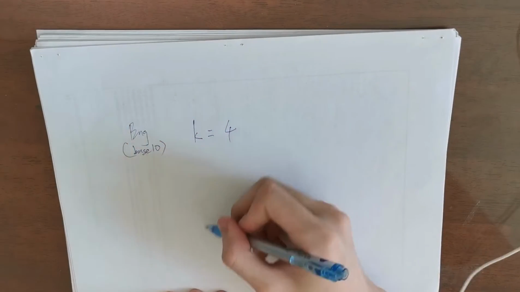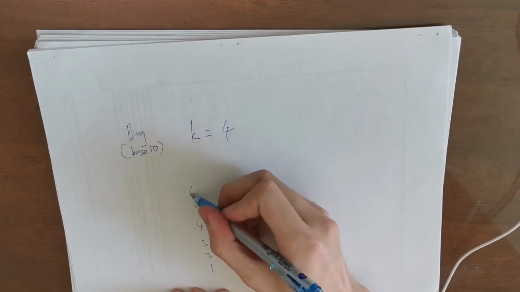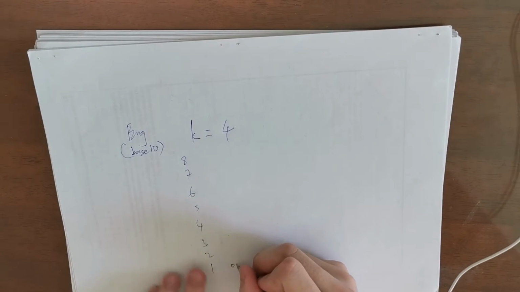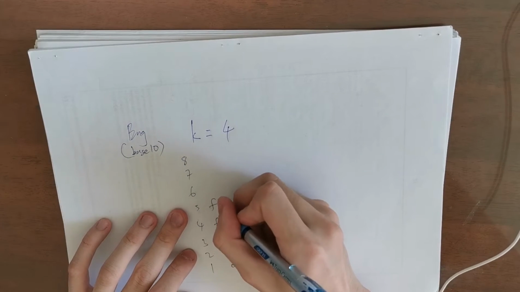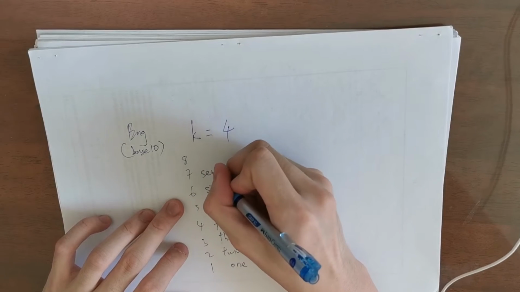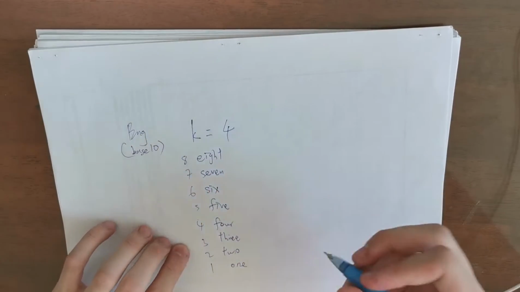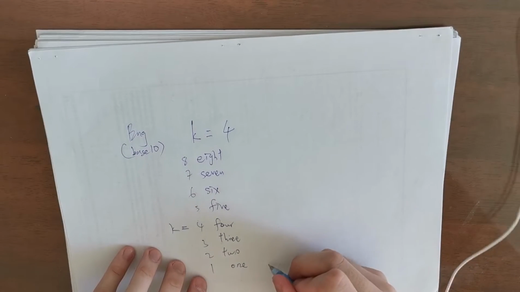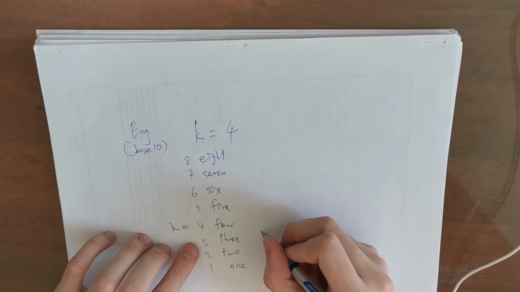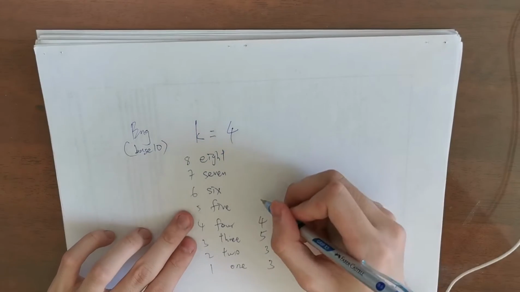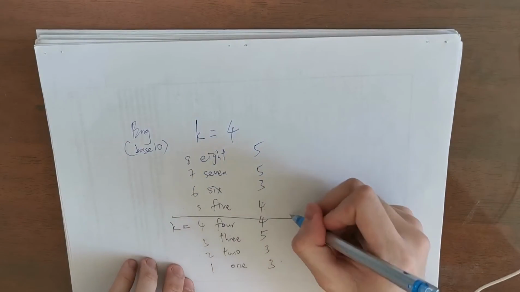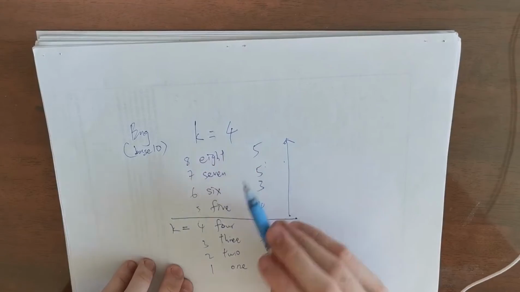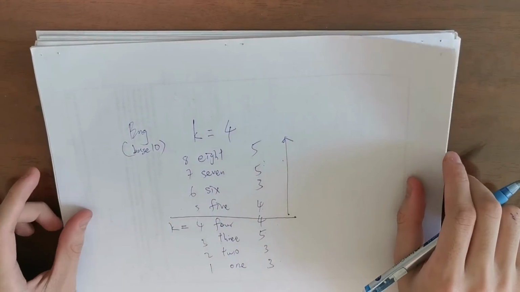So we have 1, 2, 3, 4, 5, 6, 7, 8, and so on. I'll just write down 4, 5, 6, 7, 8. So this is our k in English. 1 has 3 letters, 2 has 3 letters, 3 has 5 letters, 4 has 4 letters, 5 has 4 letters, 6 has 3, 7 has 5, 8 has 5. So you can see here, any number above 4 will have its number of letters less than the value of the number itself. And that's it.